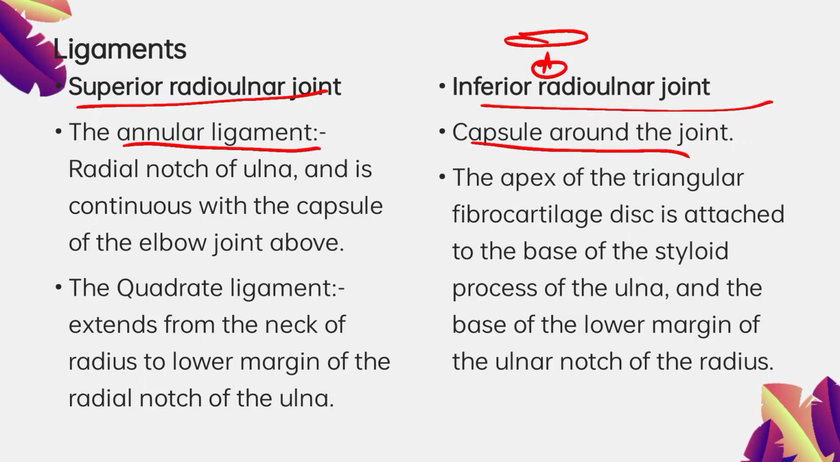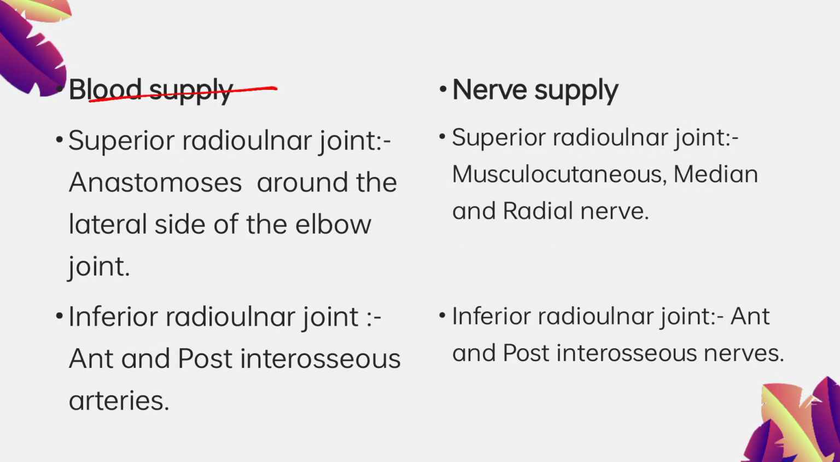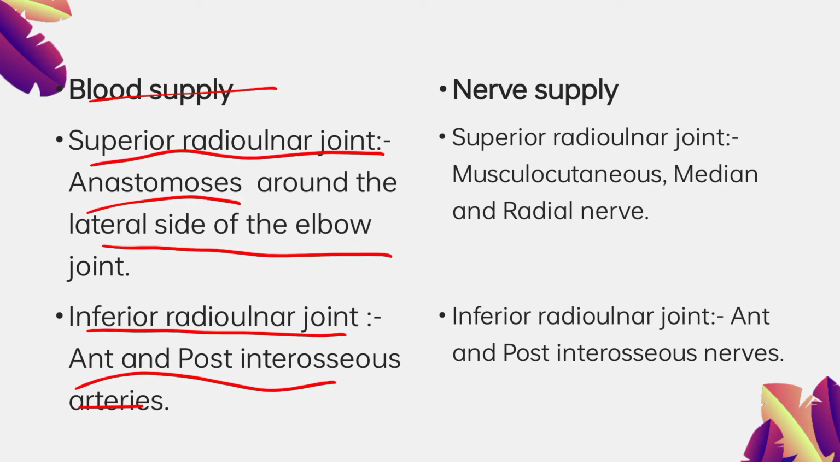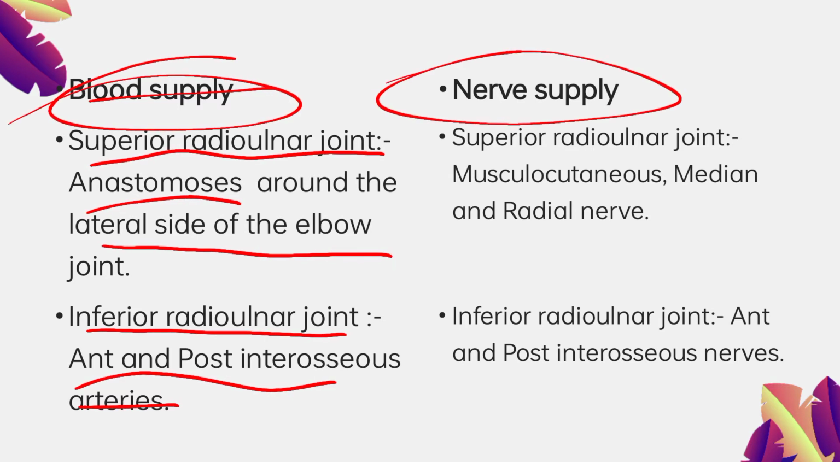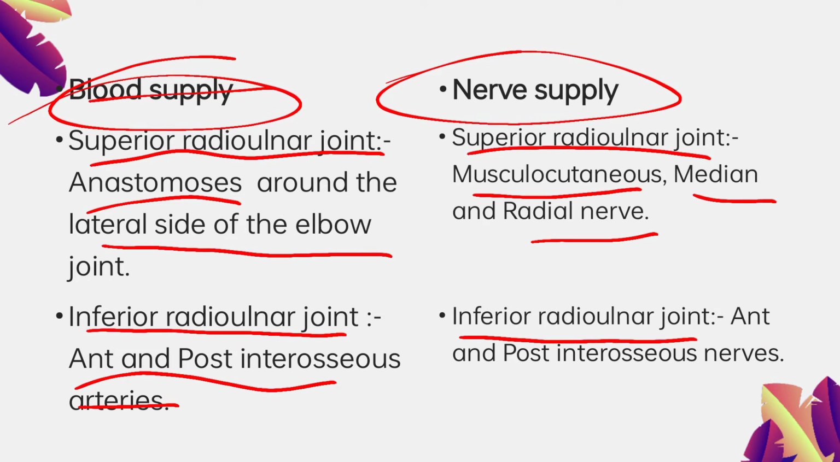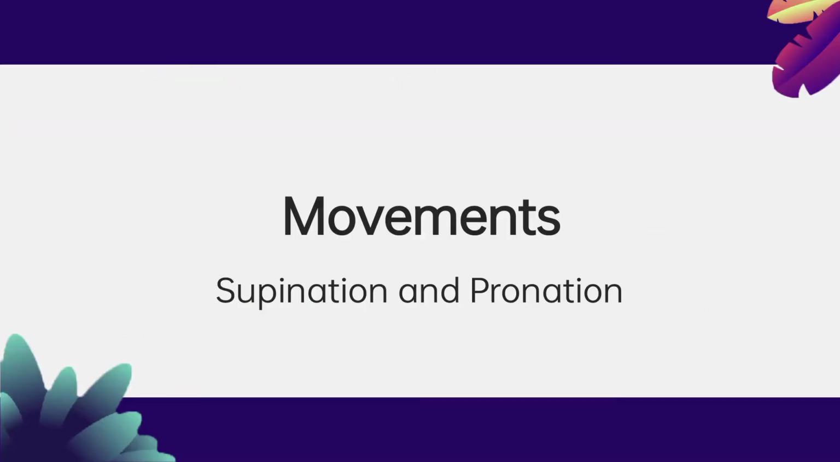Alright, moving further now to the blood supply. So blood supply of the superior radial ulnar joint is by anastomosis around the lateral side of the elbow. Now in inferior radial ulnar joint, anterior and posterior interosseous artery. So this was all about the blood supply. Now the nerve supply of the superior radial ulnar joint is musculocutaneous nerve, which also serves biceps, median nerve and radial nerve. Now nerve supply of inferior radial ulnar joint, anterior and posterior interosseous nerve.